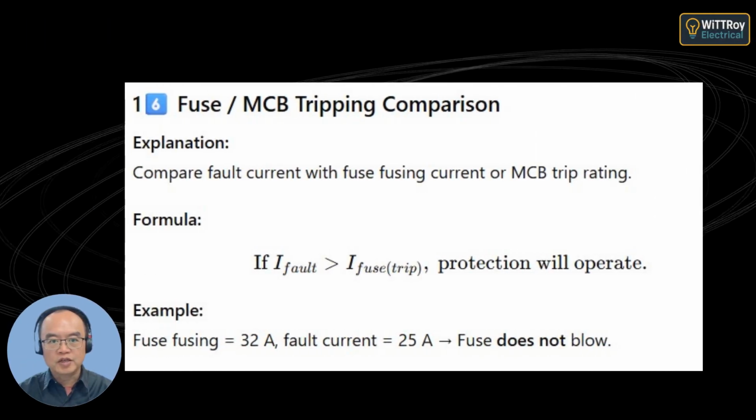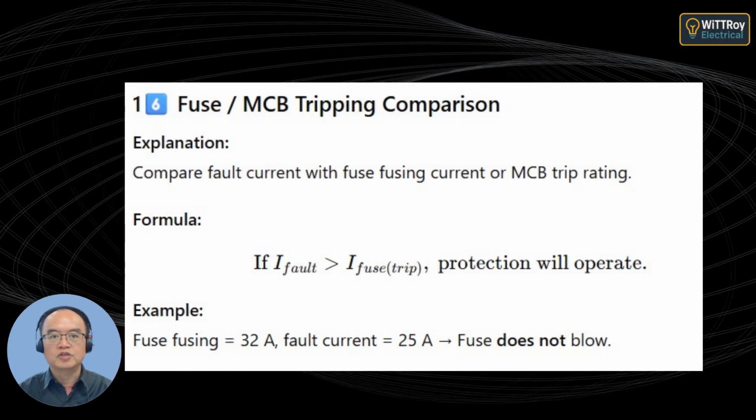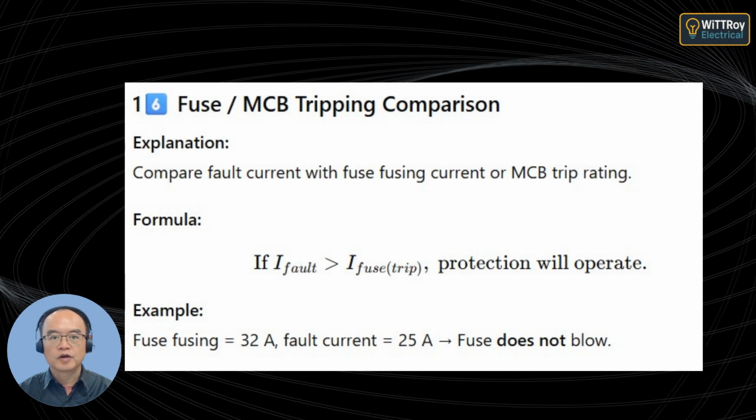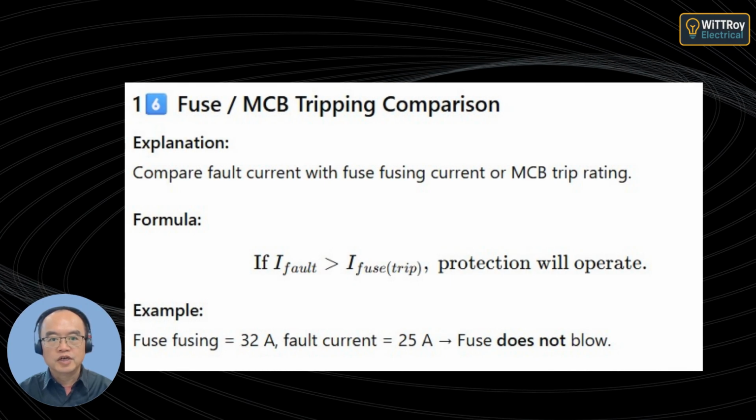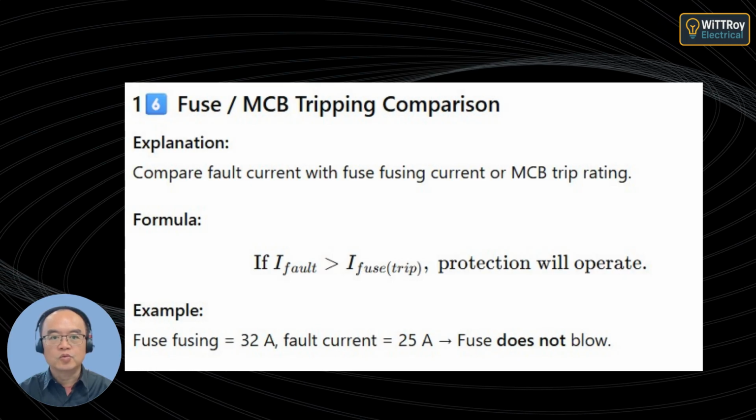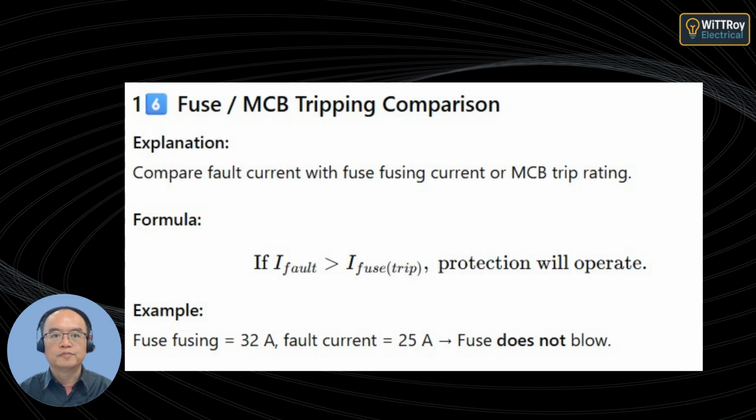Always compare the calculated fault current with the fuse or breaker trip rating. If the fault current is greater than the fusing current, protection will operate. If not, it will stay conducting, which is unsafe. For example, a 32 amp fuse won't blow at a 25 amp fault.